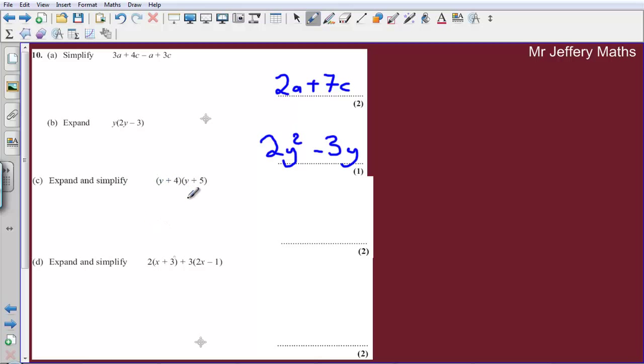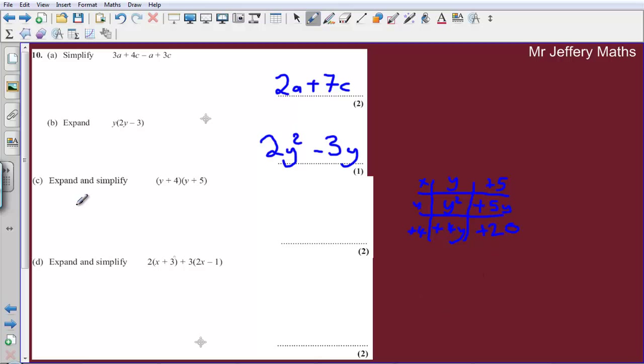Next up, I'm expanding and simplifying some double brackets. When I see double brackets, I set up my grid like I'm just doing on the right, and I put each of these terms from the brackets into this grid. So I've got y plus 4 and y plus 5, and I am multiplying these things together. It's a little bit like long multiplication. So I'm going to do y multiplied by y, which gives me y squared, y multiplied by 5, which gives me plus 5y, y multiplied by 4, which gives me plus 4y, and then plus 4 times plus 5, which gives me plus 20.